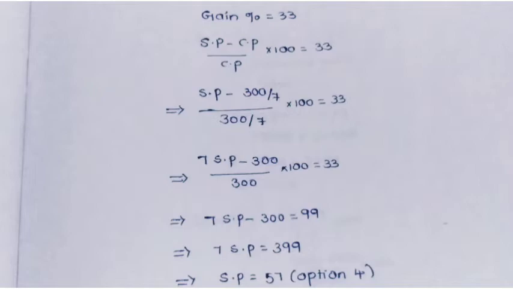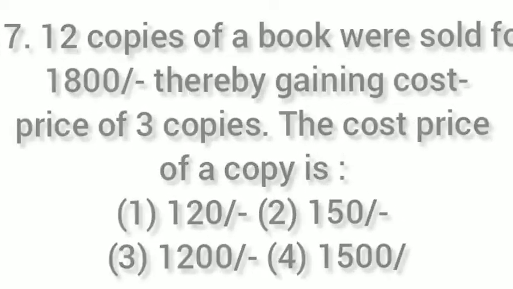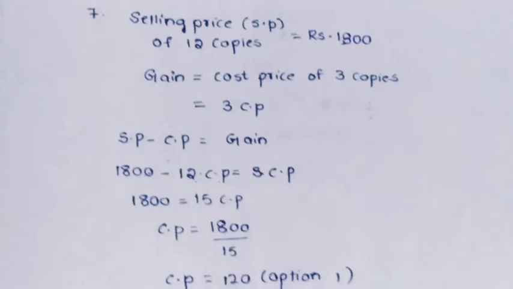Now the seventh question is, 12 copies of a book were sold for 1800, thereby gaining the cost price of 3 copies. The cost price of a copy is, so here it is told that 12 copies were sold for 1800 and after selling them he got a gain of the cost price of 3 copies. Okay, now we have to find out what is the cost of each copy. So here we have the selling price of 12 copies, which is nothing but 1800, and we have the gain as the cost price of 3 copies.